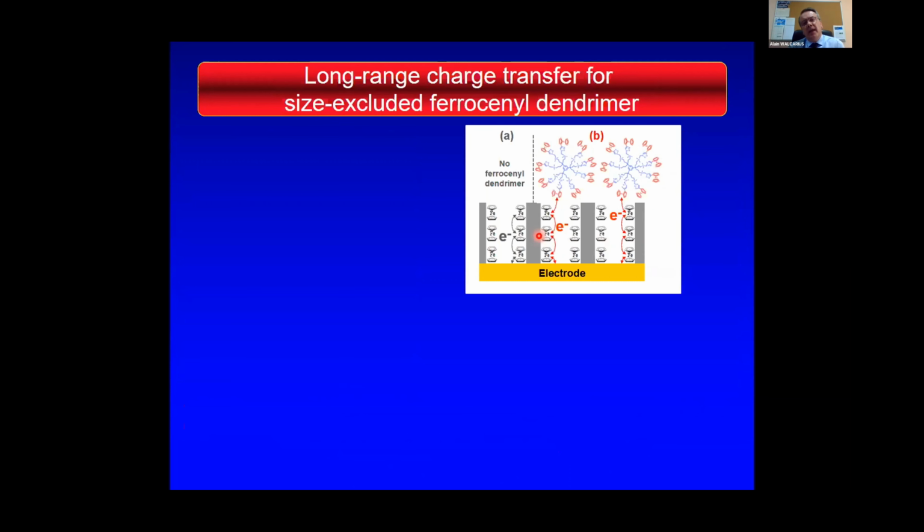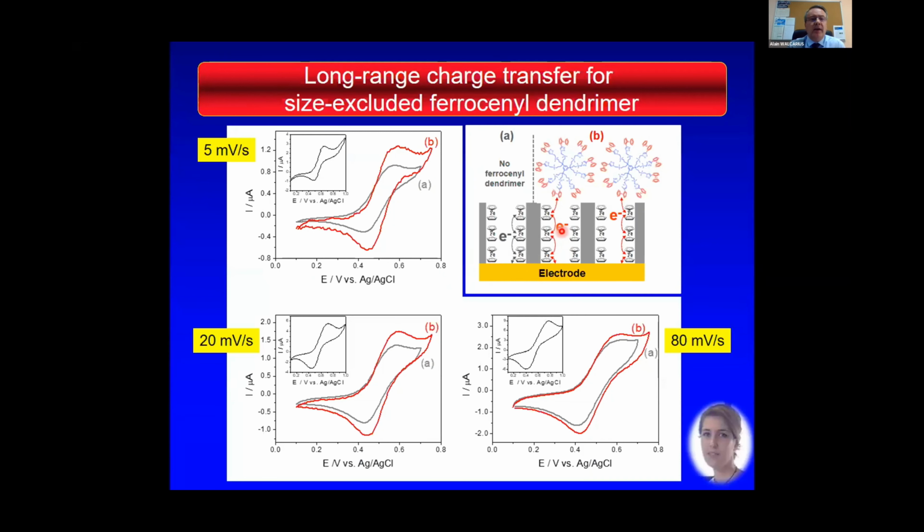silica layer. And we have proved this using, again, this ferrocenyl dendrimer, which is size-excluded. That means that in the absence of this dendrimer, we should observe only the electrochemical activity of the ferrocene moieties bonded to the surface. And in the presence of it, we could observe a larger signal. And this is indeed the case.